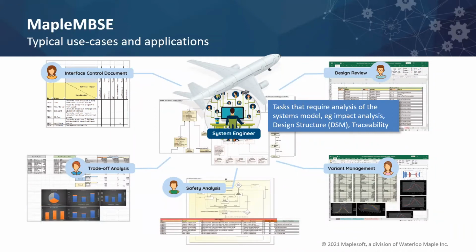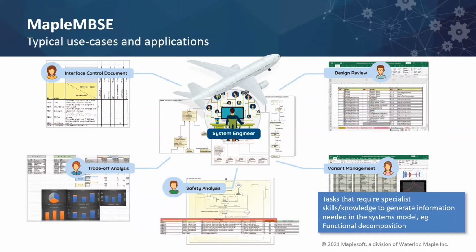Even just to be able to do some analysis of the systems model itself, impact analysis, what kind of effect different changes to, say, requirements have on the overall system, design structure analysis and traceability. And then finally, any tasks that require specialist knowledge. And this really goes back to my comment about bringing in the SMEs and getting the information that they have in the work that they're doing and getting that into an appropriate form to get into the systems model. All of this can be done very, very quickly. And the example we're going to be showing you today is functional decomposition.